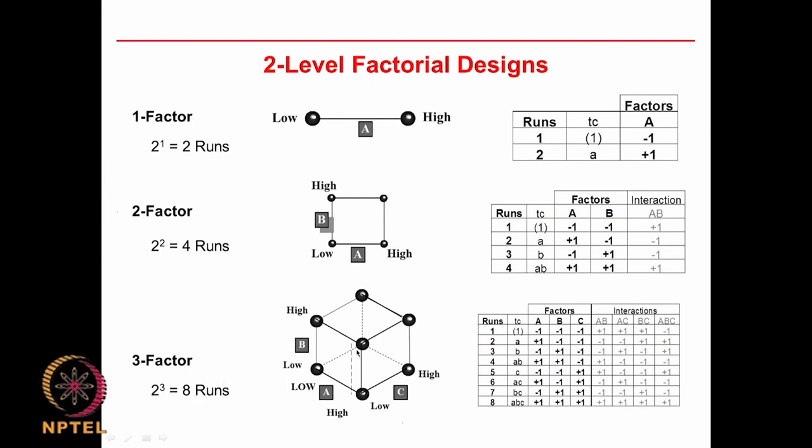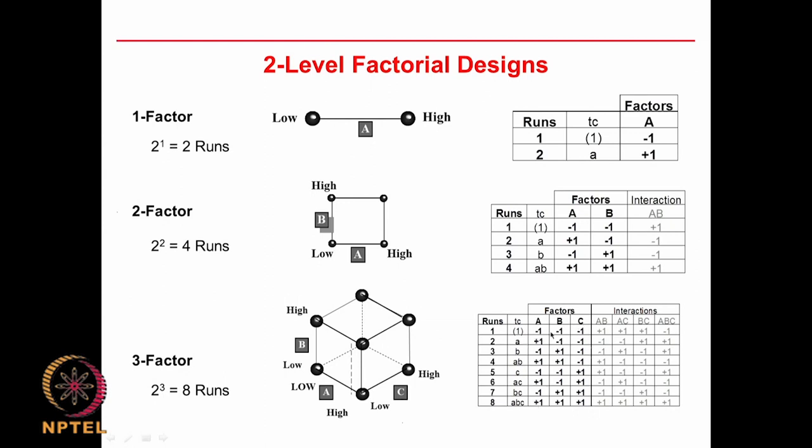So, it is like a cube. Okay, A will be at low level and high level, B will be at low level and high level, C will be at low level and high level, 8 runs. So, how do we generate the factorial experiment?